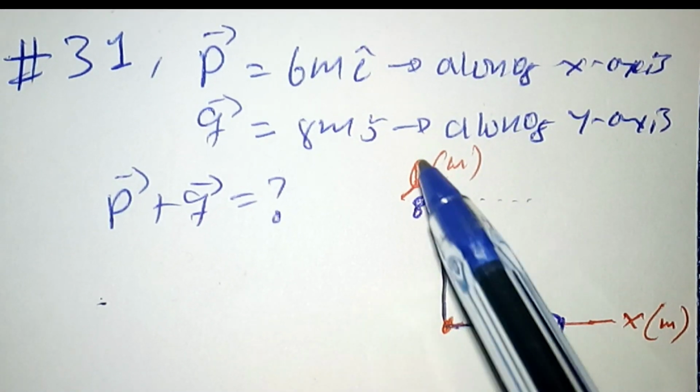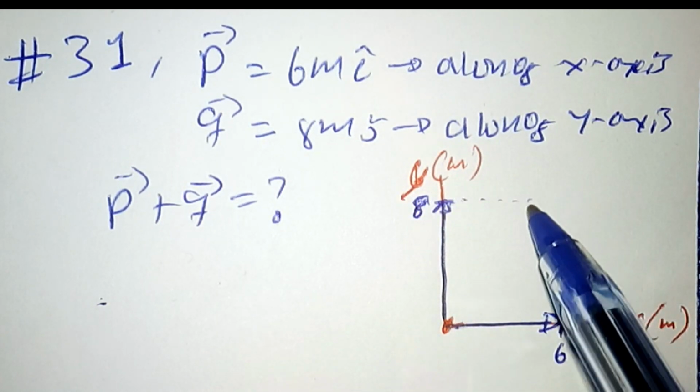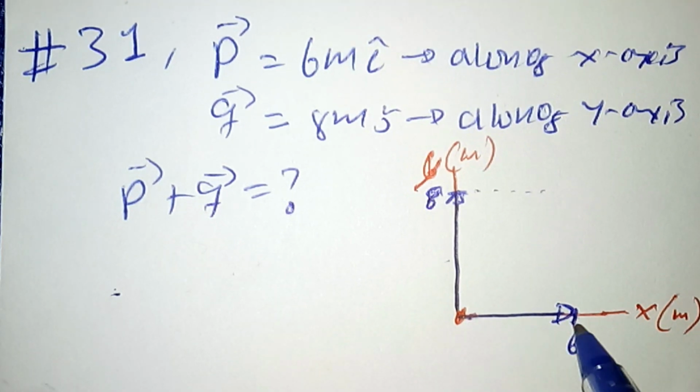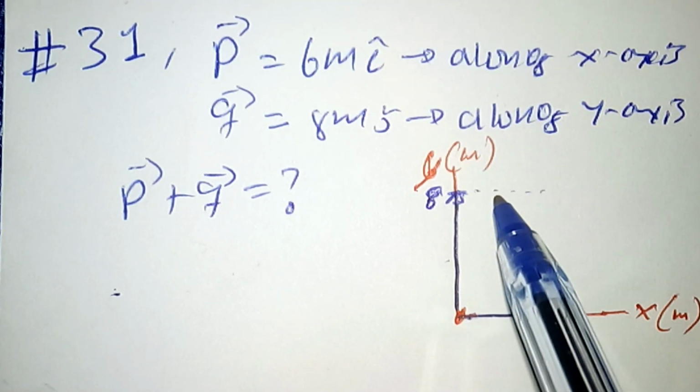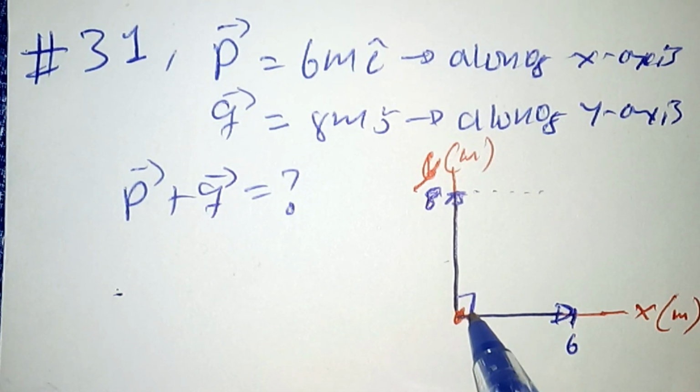Vector P is 6 meters along the x-axis and the vector Q is 8 meters along the y-axis. So the vectors are orthogonal to each other. P is 6 units along x and Q is 8 units along y. So they are orthogonal or perpendicular to each other.